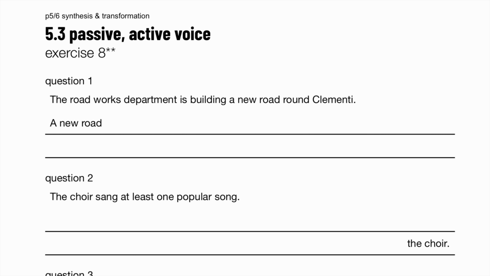The roadworks department is building a new road round Clementi. Round Clementi. Some students actually get careless and write around Clementi. So avoid that mistake. So is building, do you notice the ing? A new road is being built round Clementi by the roadworks department.